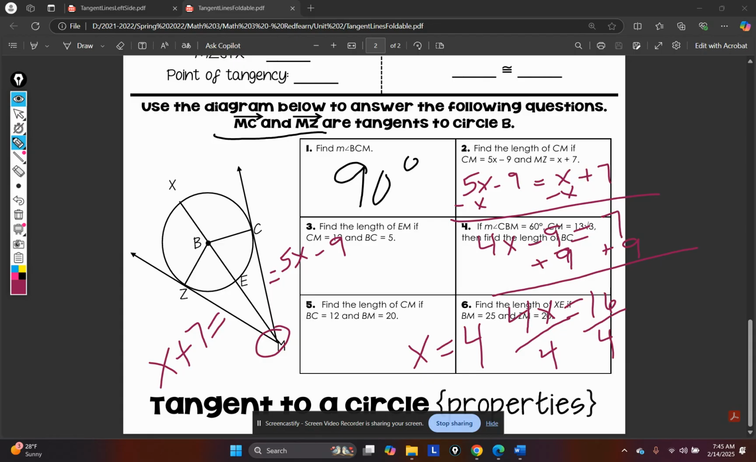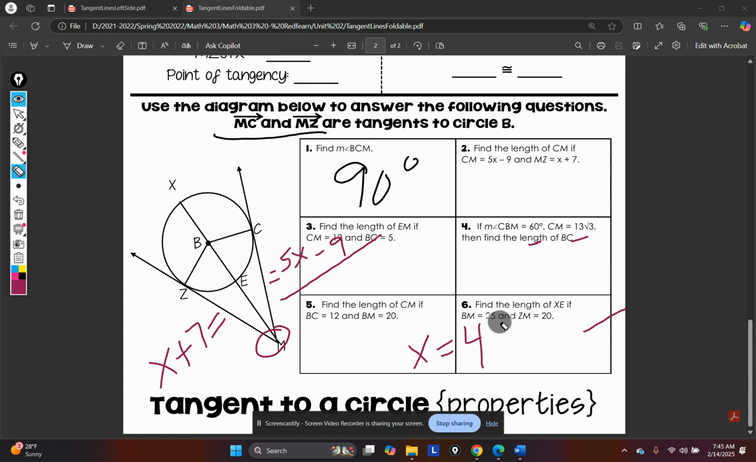So now that I know x, I can find CM because CM is 5x minus 9. So I take that 4 and plug it into the equation for CM. I'm going to do 5 times 4 minus 9. 5 times 4 is 20. 20 minus 9 equals 11. So the answer to this one is 11.